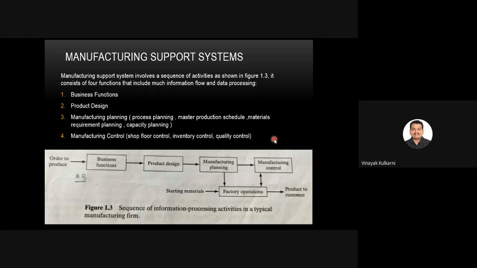So the second one is inventory control. It attempts to strike a proper balance between the risk of too little inventory, that is, we go stock out of the material, and carrying the cost of too much inventory, that is, I have overstocked a lot of things.